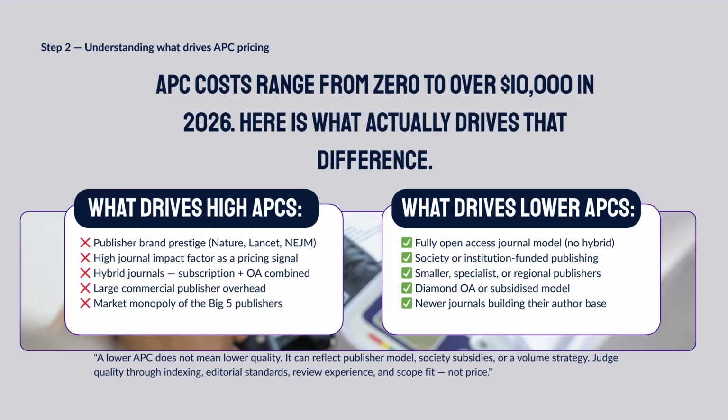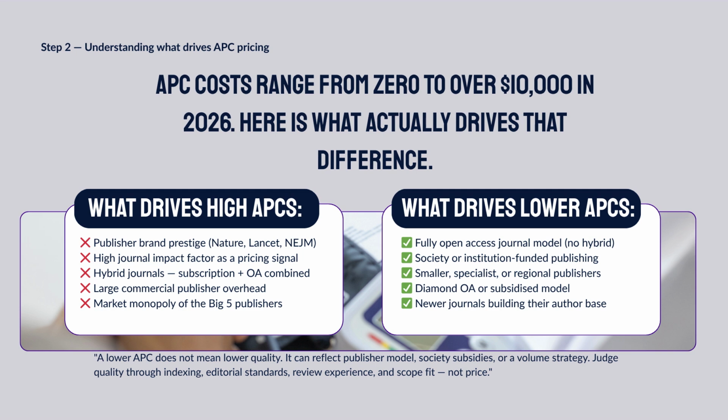The clearest pricing trend in 2026 is a widening spread. Elite brand journals can charge more than $10,000 for gold open access. Many solid, indexed specialist journals cluster between $2,000 and $3,500. What drives the difference is not research quality. It is publisher strategy. High APCs reflect brand prestige, hybrid journal models where a subscription journal also offers an open access option, and the pricing power of large commercial publishers.